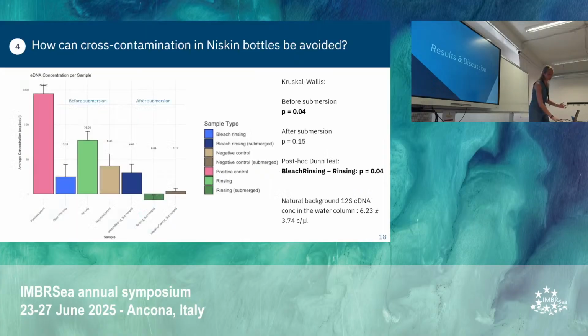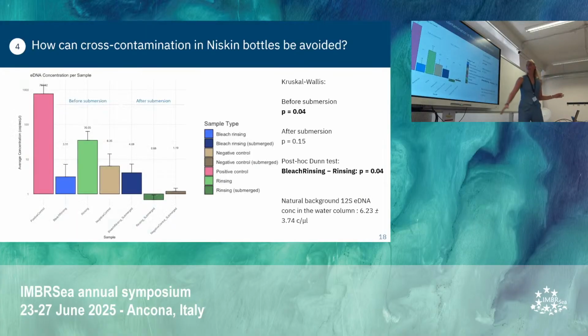So what are the results? Here you can see the average eDNA concentration in copies per microliter per sample type, with the one in pink being the positive control and showing the highest eDNA concentration. Then when you look at the 3 sample types before submersion, you can see that when you only rinse your Niskin bottles, you have a significantly higher eDNA concentration than when you also treat them with bleach. So this shows that bleach was effective in reducing residual eDNA.